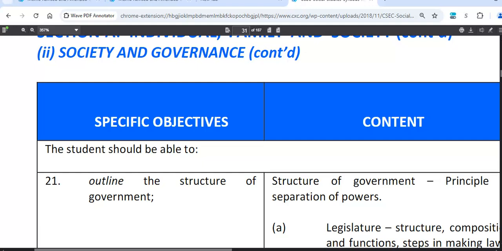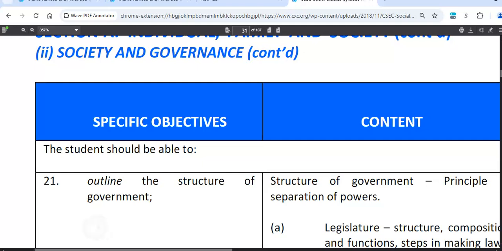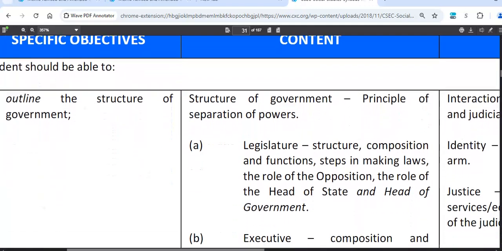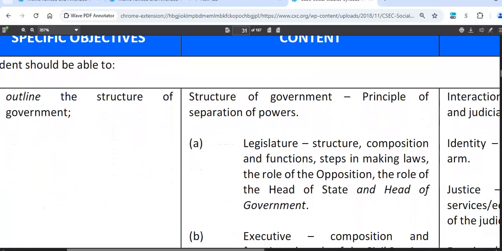Continuing on the syllabus, students should be able to outline the structure of government. When we talk about the structure of government, what CXC is asking about, in layman's terms, is the branches of government. What are the three branches of government? We know that the branches of government are the legislature, the executive, and the judiciary.